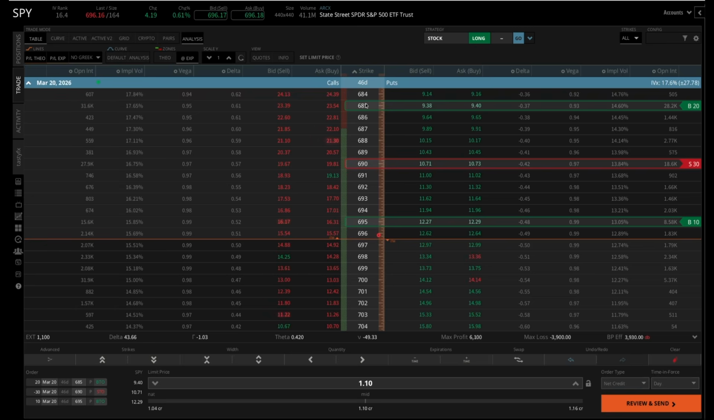And so what that structure might look like is it might look like a 10 by 30 by 20 unbalanced put butterfly. And if we populate that in the trade tab here, we can see that that structure would bring in a net credit of $1.09 roughly. And we're doing that 10 times. So it would bring in a credit on the overall trade of just over $1,000.